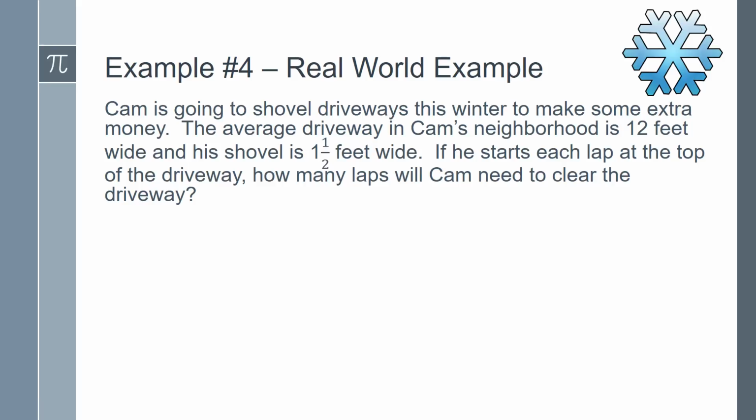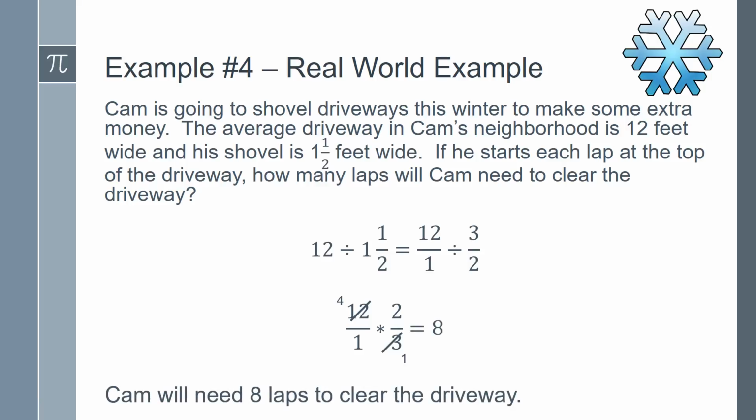We know that this is a division problem because we're breaking the 12-foot wide driveway into 1 1/2 foot wide strips. So we start with 12 divided by 1 1/2, and we have to make both of these numbers into improper fractions, so we have 12 over 1 divided by 3 over 2. Then we need to find the reciprocal of 3 halves, which is 2/3, and change the division sign to multiplication. Next we can cross-reduce. 12 and 3 have a common factor of 3, so 12 gets cross-reduced down to 4, and 3 is cross-reduced down to 1. Then we multiply, and we find that the answer is 8. Cam will need 8 laps to clear the average driveway.